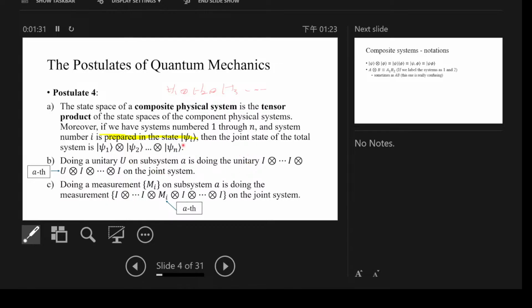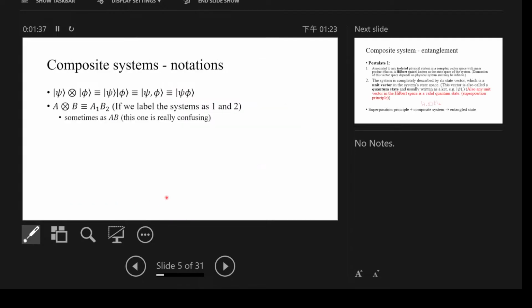what happens if you do a unitary on one of the systems, and what happens if you do a measurement on one of the systems. And we have this notation. So you have two systems, and if the state is not entangled, we can have this form psi tensor phi, and then we have a whole bunch of abbreviations. The simplest way to write this is just psi phi.